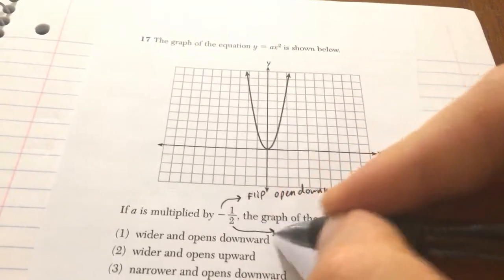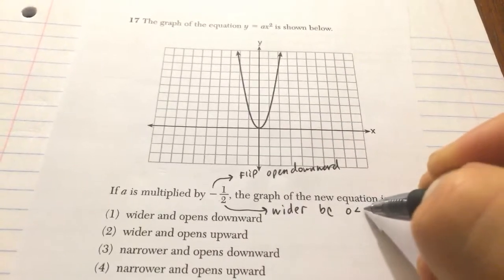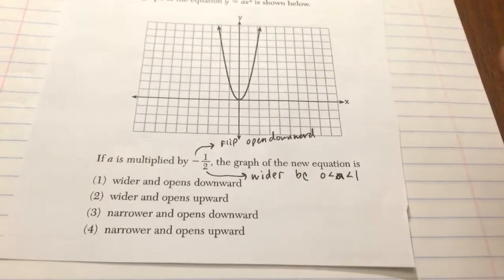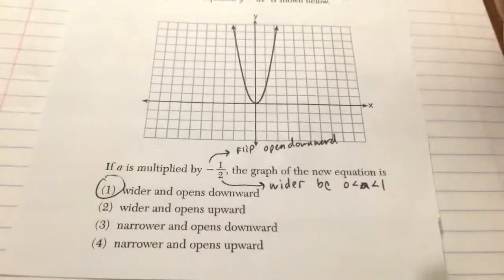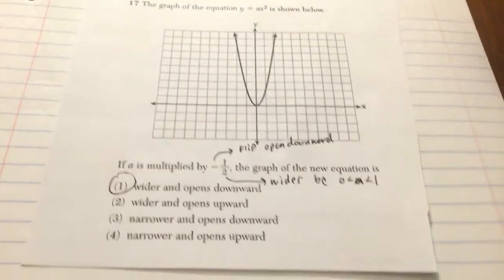And then the 1/2 makes the graph wider because remember that value, a, is between 0 and 1. So wider and downward would be choice 1. I would suggest maybe putting negative 1/2 x squared in your calculator and seeing the difference.